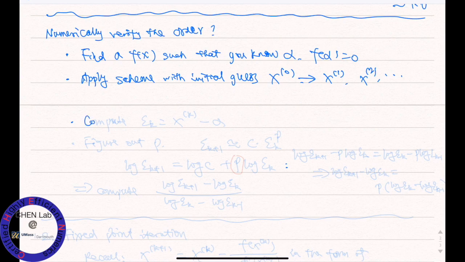And then, because you know alpha, again, this is a test case, you can compute the epsilon. Epsilon k to be x k, that is the iterate, minus alpha. And the next step is you can figure out that p. There's a trick here that's used often in numerical schemes, numerical analysis. It is covered in the course in the next semester as well.